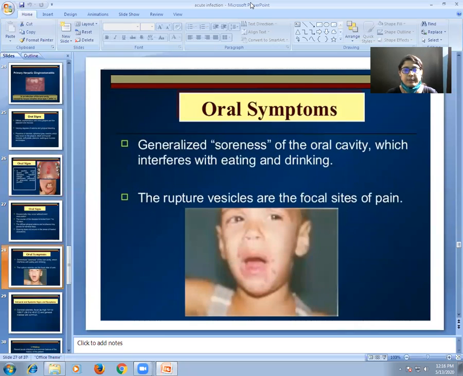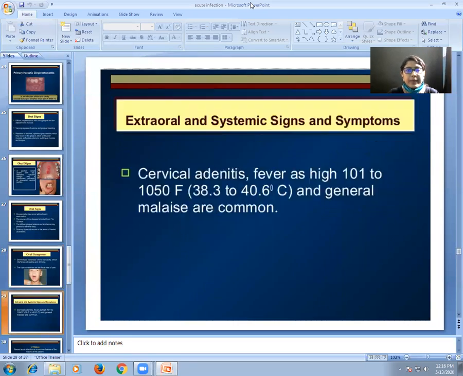So, what are the oral symptoms? Symptoms are generalized soreness of the oral cavity, because of which it is difficult for the patient to eat or drink. So what happens because of the vesicles? After the rupturing of the vesicles, there are focal sites of pain. That is, the rupturing of the vesicles results in pain.